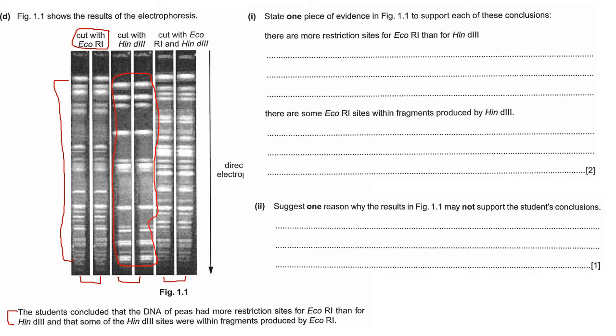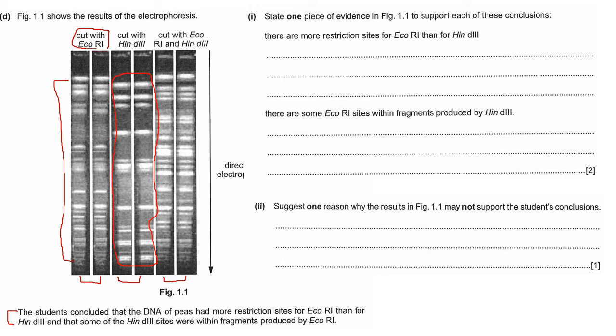Then it says, the second conclusion, there are more EcoR1 sites within fragments produced by HindIII. And the evidence you can draw is that some of the fragments for HindIII are not present in the mixed cut. So some fragments for HindIII and for EcoR1 happen not to be present in here. Over here, there are a lot more bands actually. So there are shorter fragments in here, which means that when we cut with EcoR1 and HindIII together, we are able to get more restriction sites. And so there is a possibility that some of the EcoR1 sites are hidden within fragments produced by HindIII.